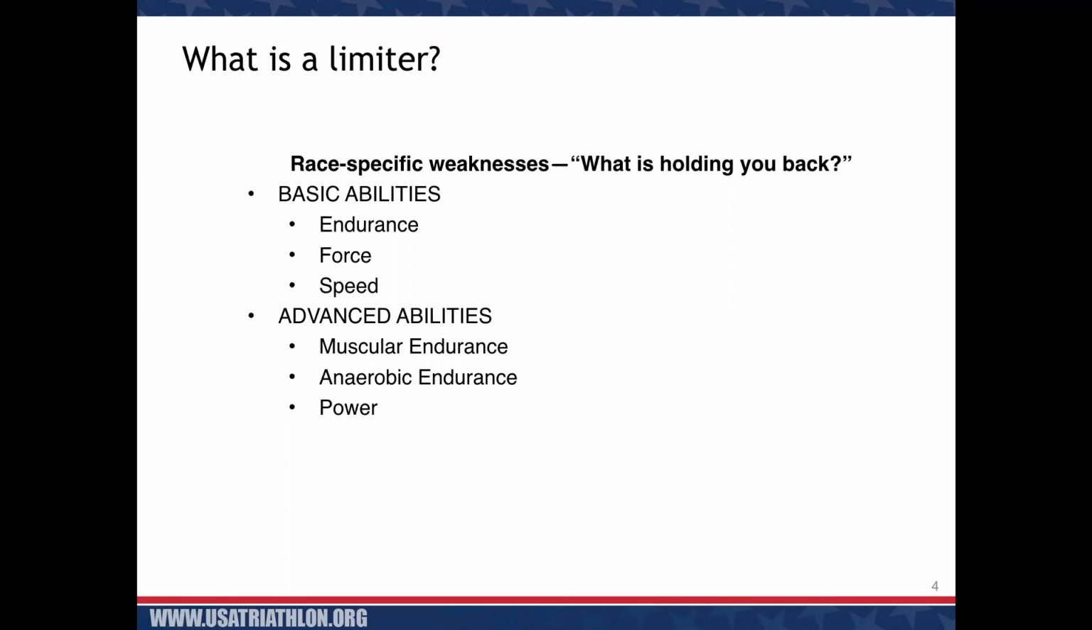When you look at the advanced abilities, as I mentioned, they're combinations of our basic abilities. Muscular endurance is a combination of endurance and force, and that's the ability of the muscles to maintain a force load for a prolonged period of time. Anaerobic endurance is a combo of speed and endurance. It's the ability to resist fatigue at very high efforts. And finally, power is a combo of force and speed, and that's the ability to apply max force really quickly.